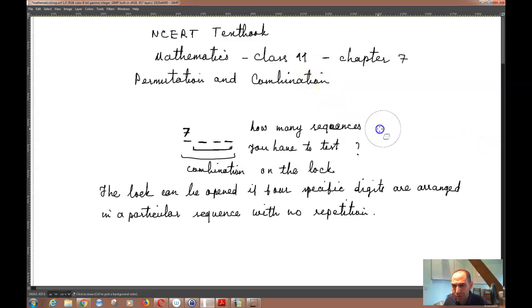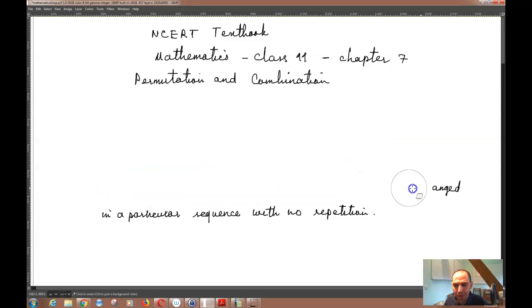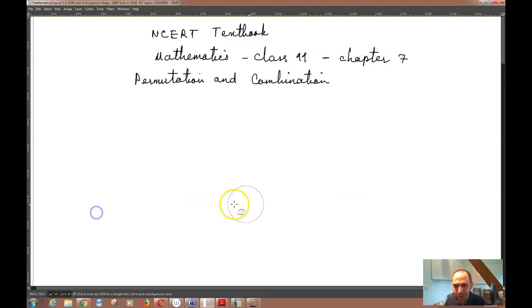And I'm doing this because I was doing chapter 16, and in chapter 16 I found an example that was based on the concept of permutation and combination. And of course, permutation and combination must be there throughout all of mathematics, so it's necessary that we understand it.